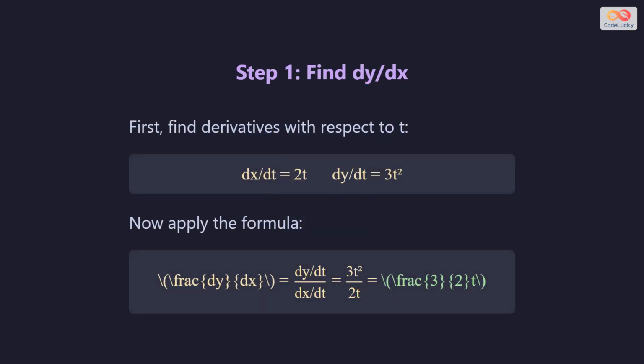First, we find the derivatives of x and y with respect to t. The derivative of x is 2t, and the derivative of y is 3t squared. Using our first derivative formula, we divide 3t squared by 2t. One t cancels out, leaving us with 3 over 2 times t. This is our first derivative, the slope.